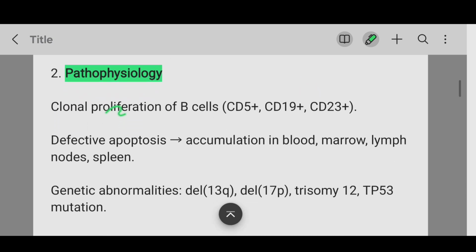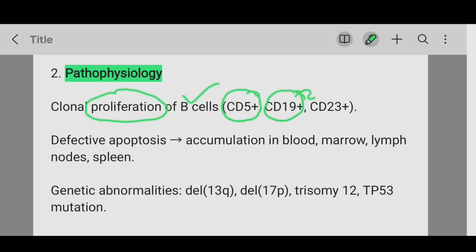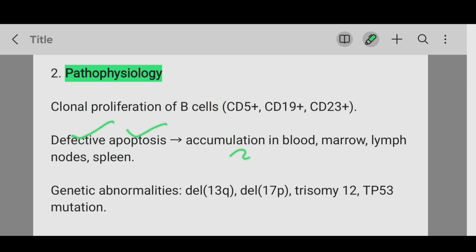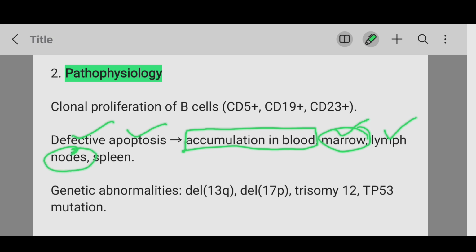Pathophysiology. There is clonal proliferation of B cells, and these B cells are CD5 positive, CD19 positive and CD23 positive. These markers are positive for CLL, and we will discuss them in immunophenotyping when we diagnose CLL. There is defective apoptosis, and it leads to accumulation of the B lymphocytes in the blood, inside the bone marrow and inside the lymph nodes, leading to splenomegaly and lymphadenopathy.